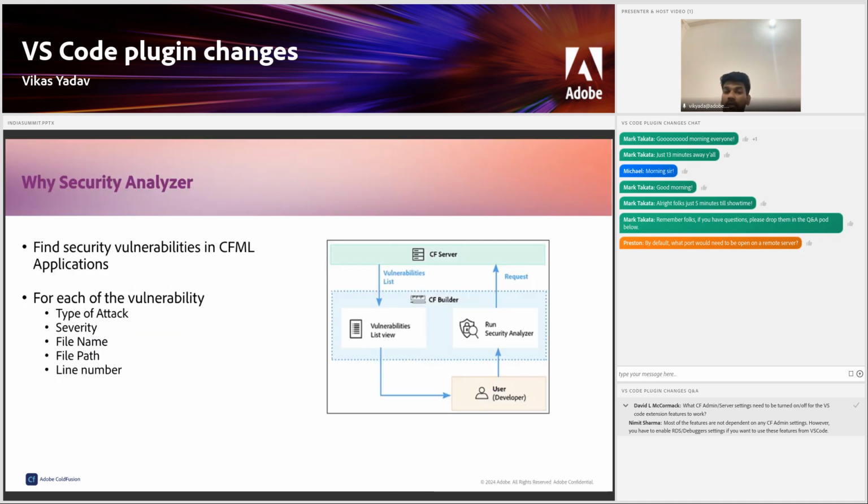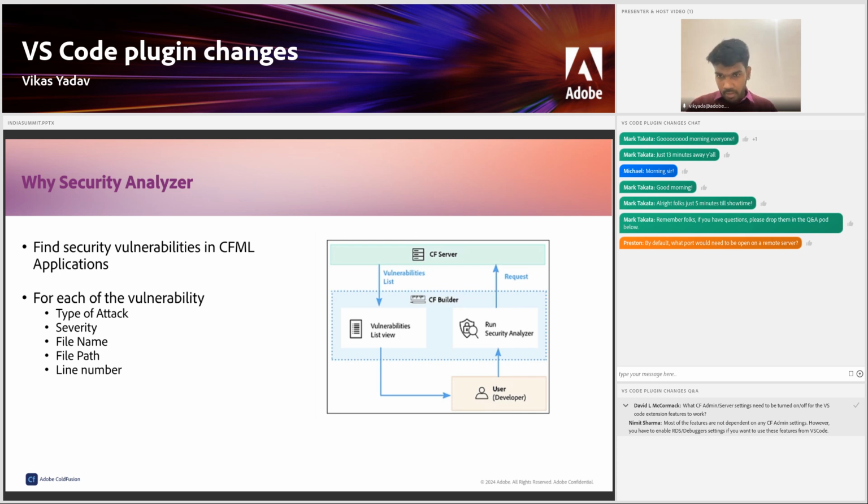Next comes security analyzer integration. So you can use the security analyzer to scan existing application code to automatically detect vulnerabilities and potential security breaches. You can identify the exact vulnerable code, type of vulnerability, severity level, and mitigate the vulnerability with the solution provided. So we identify the vulnerability and show the type of attack, the severity, the file name, exact file path, and the line number where exactly it occurs.